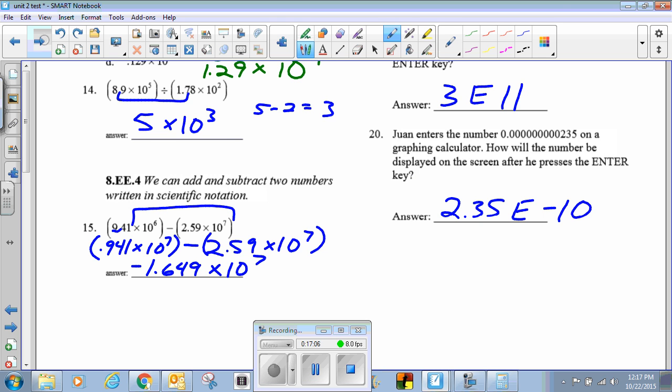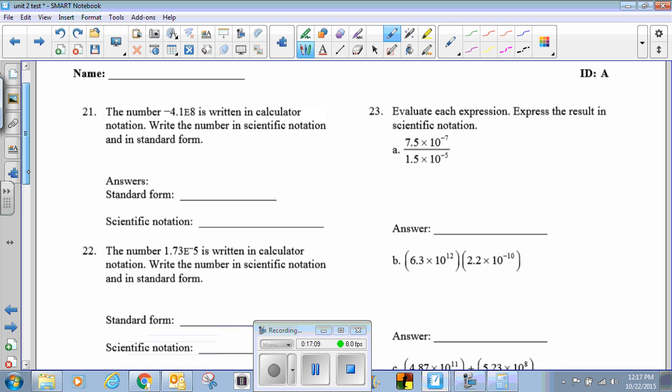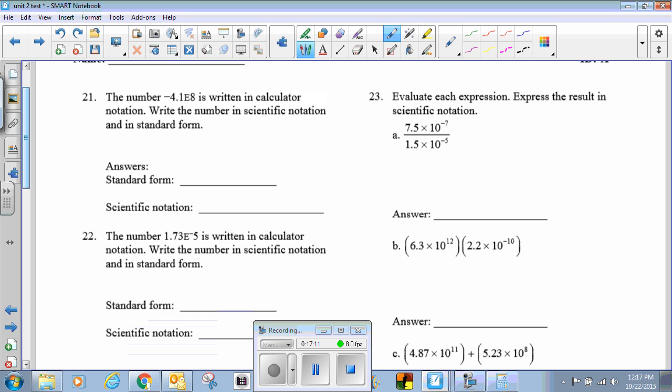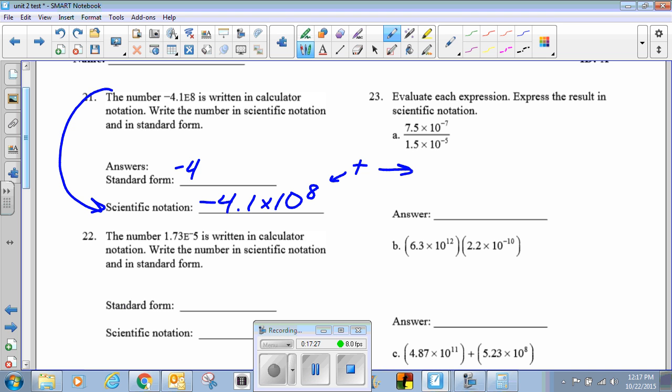Most of you got those right. You just had to put them in your calculator. Okay. Well, what would this be in standard form? I like to do these in scientific notation first, because that's the easy one. Negative 4.1 times 10 to the 8. Now, a positive exponent tells me to go right. So I'm going to go right 8 places. 1, 2, 3, 4, 5, 6, 7, 8. What goes in those blanks? Zeros. Okay, what does that leave me with?